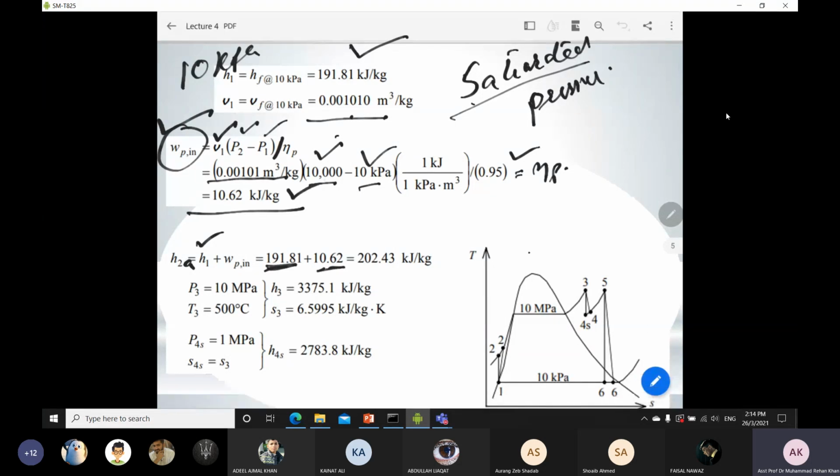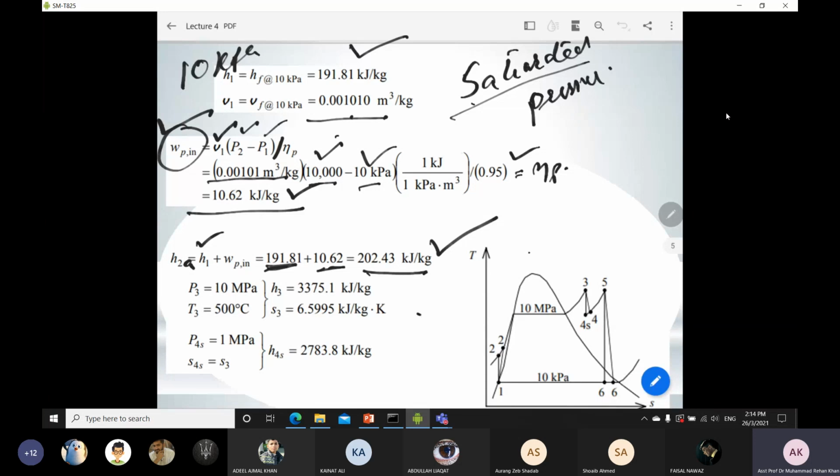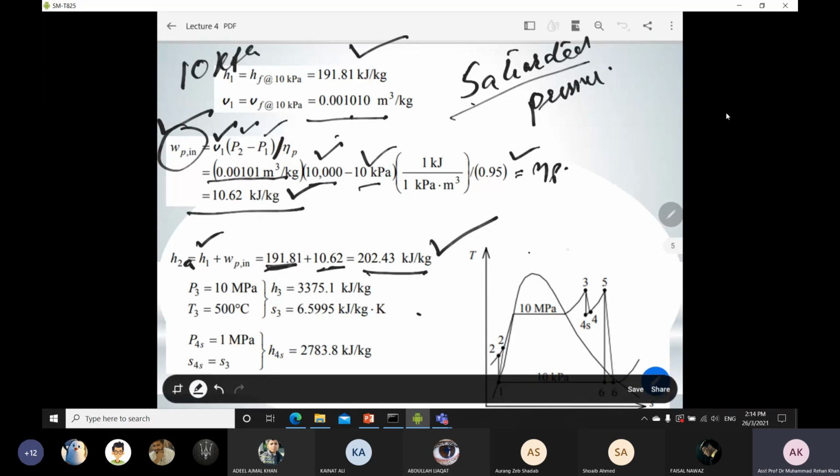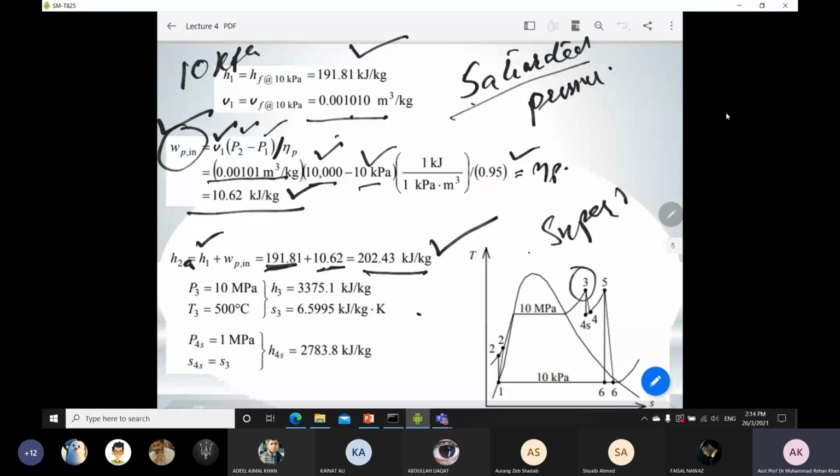This you already find in the previous state, and then you can plug in all the values and find the H2A value by using this relation. So now coming towards state number 3. State number 3 is this one. We already know that it is a superheated state, so you have to go to the superheated table.